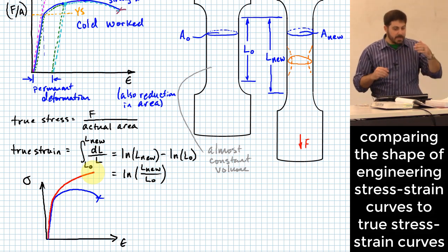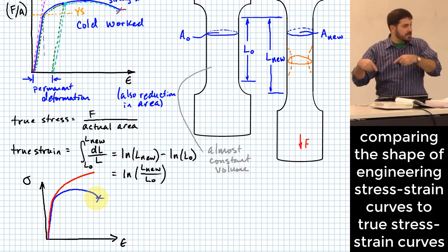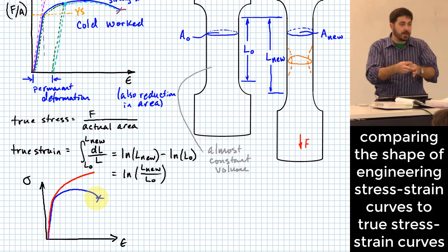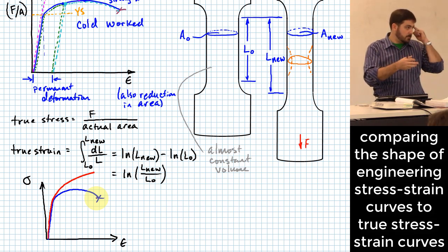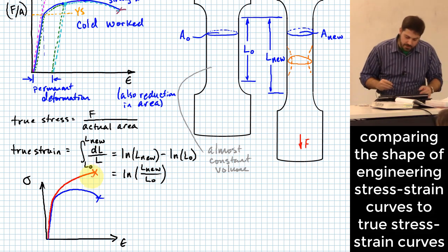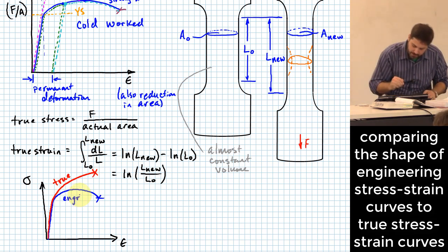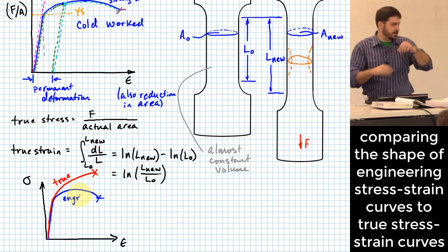The reason that the engineering stress-strain curve curves back down is the reduction in area. It's not that the material is actually weaker. Does that make sense? So this goes up here and then would eventually break up here. So this is true, and this is the engineering version, which is simplified like we often do in engineering.